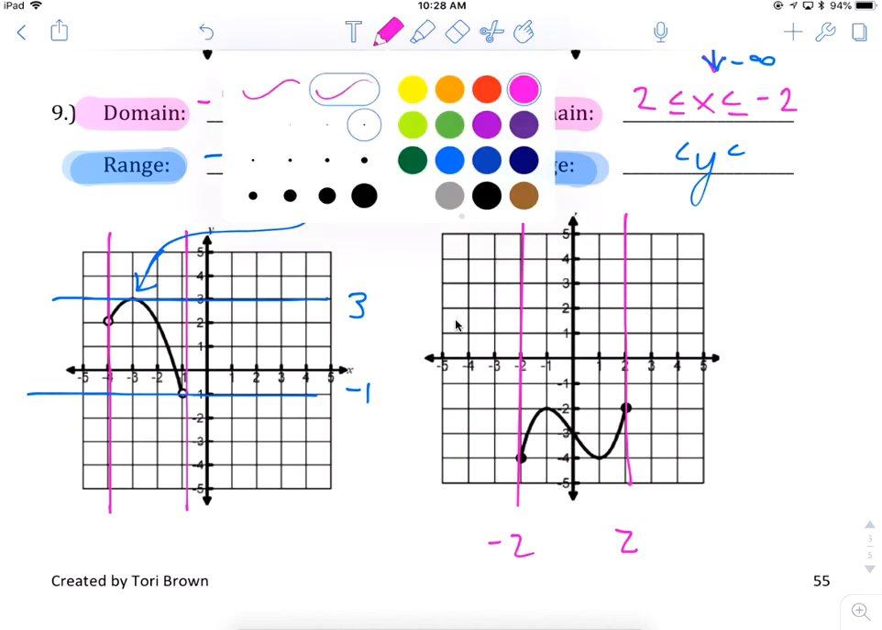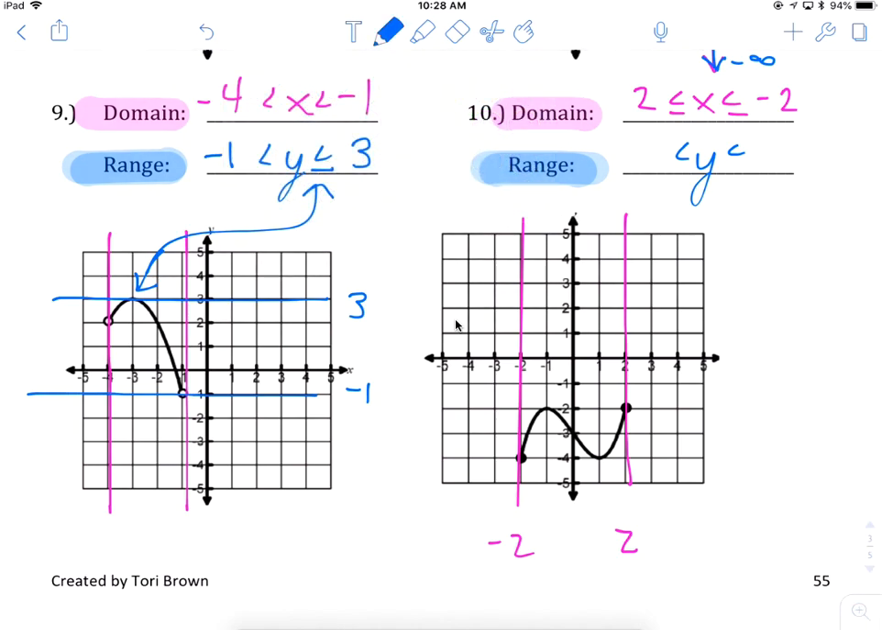Okay? For the y's, the farthest down I went was -4. The farthest up I went was -2. I stayed between those numbers. So -4 is down, -2 is up. I have a closed circle and I bounced off the line. So both of those are going to get or equal to's. Okay?